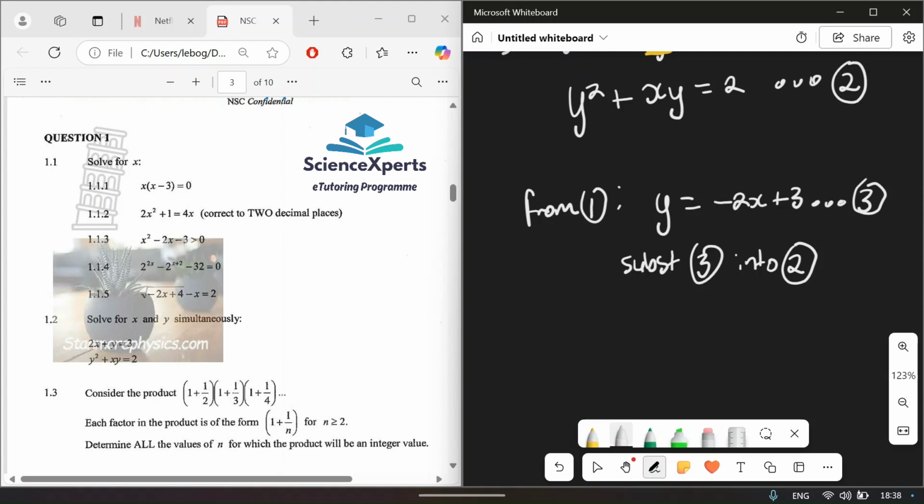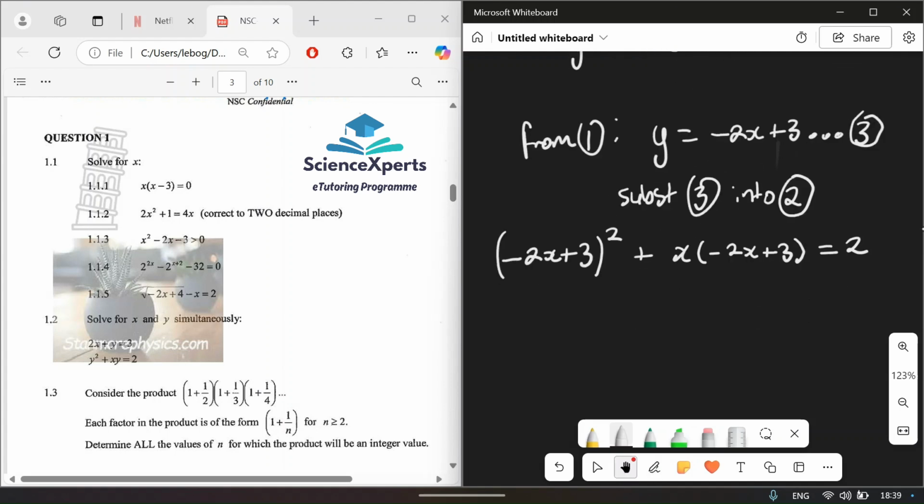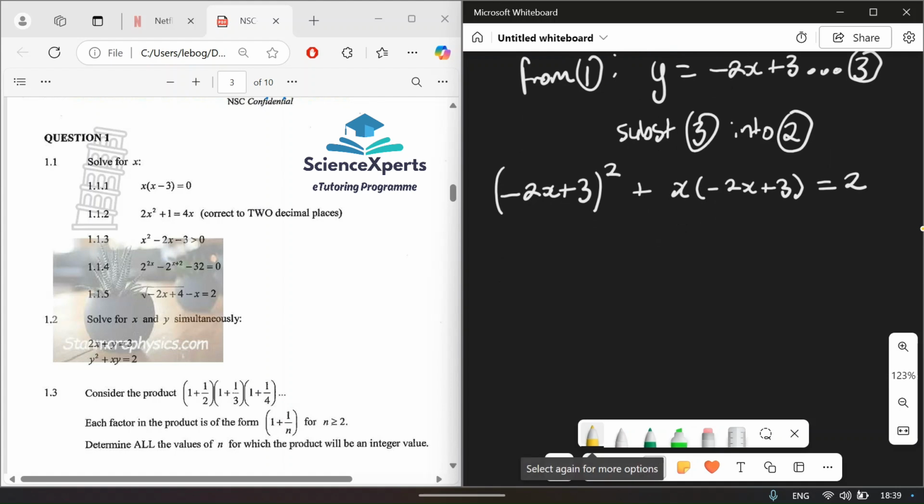We are doing this in order to eliminate one of the variables and be left with one variable to solve, because you can't solve one equation with two variables. So we are gonna eliminate y here, you'll see. So negative 2x plus 3 squared plus x into negative 2x plus 3 is equal to 2. Then we can use that method that I just showed you to expand this binomial squared. You know that the 2 needs to come to negative 2x, the 2 needs to come to positive 3.